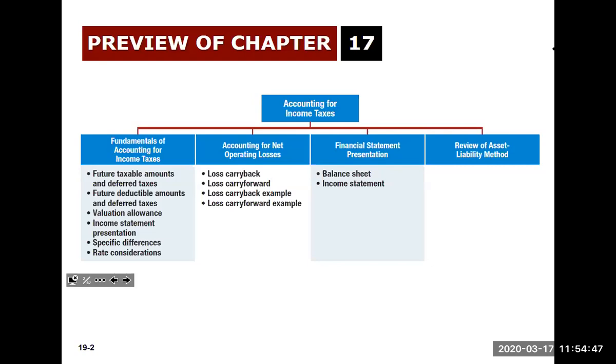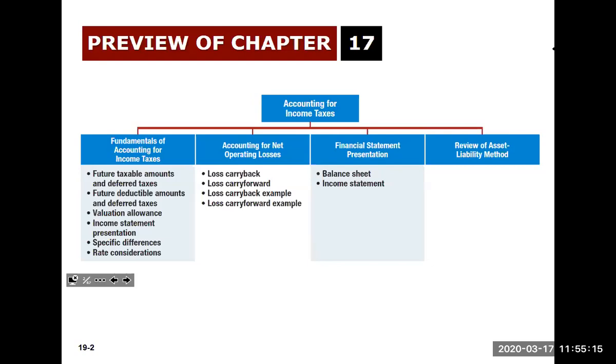You have a difference between income tax expense and income tax payable. How do we record that on our balance sheet? That's really the first third of this chapter that we're looking at: future taxable amounts and future deductible amounts. Future taxable amounts means that I'm going to delay paying tax.